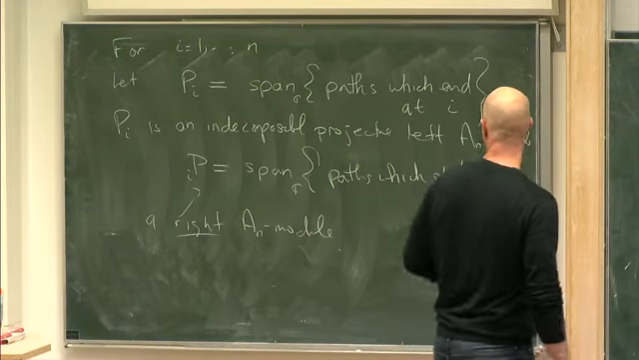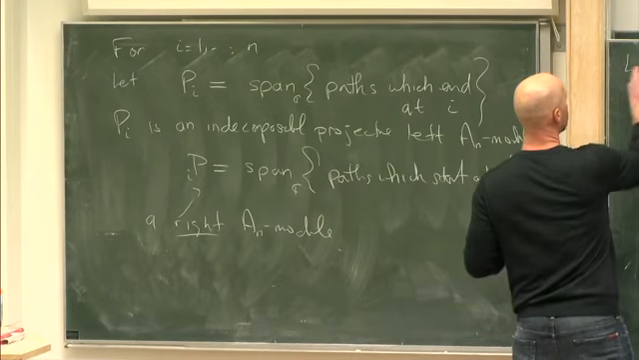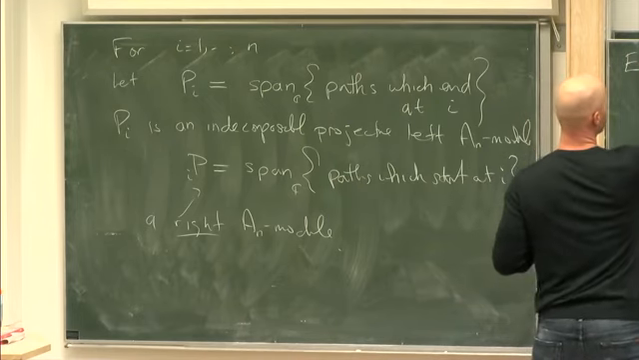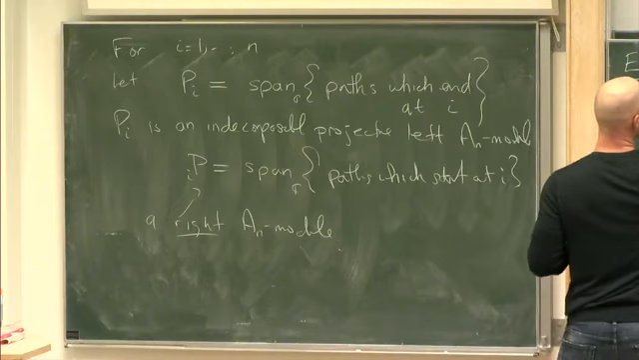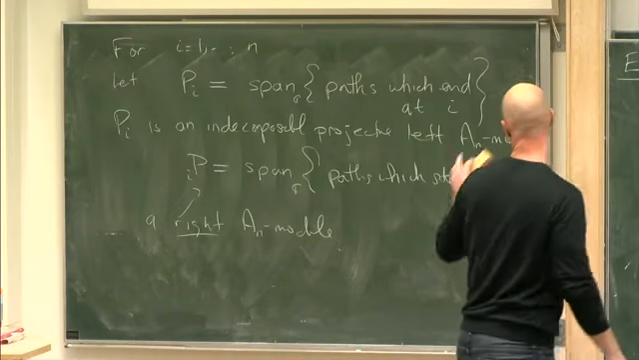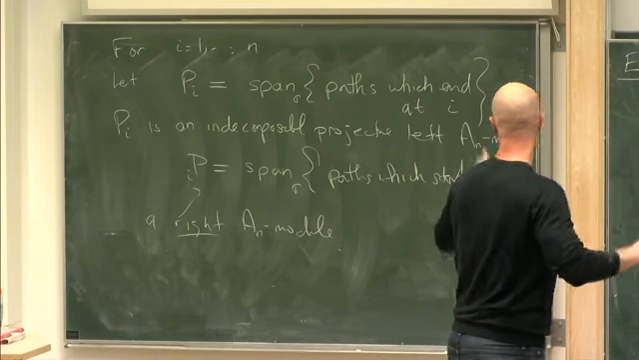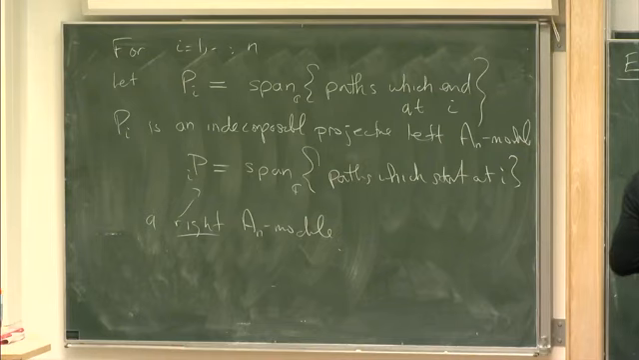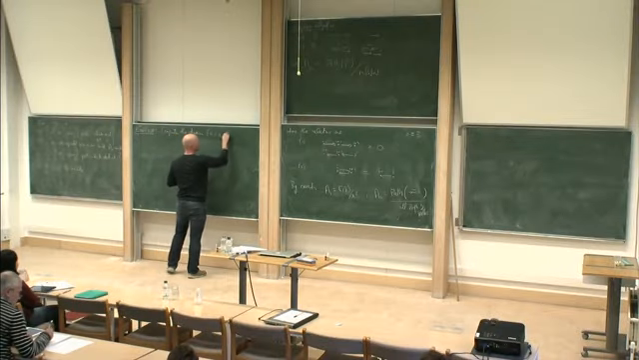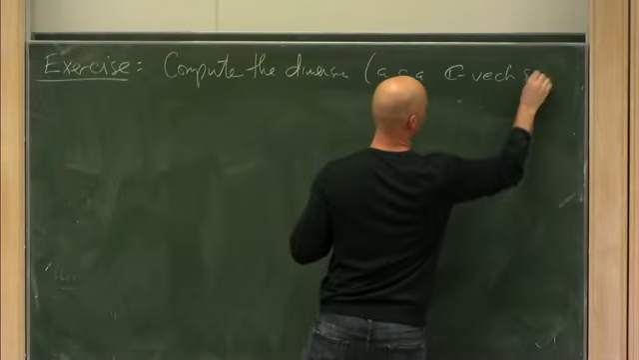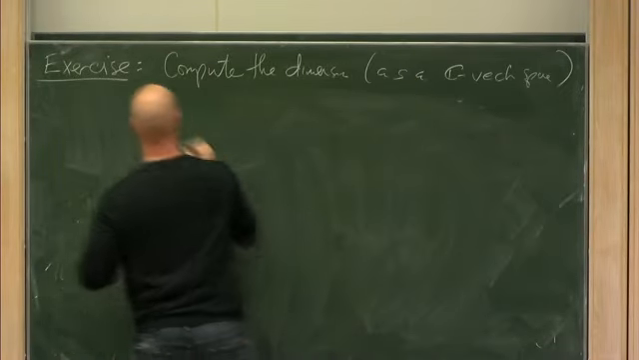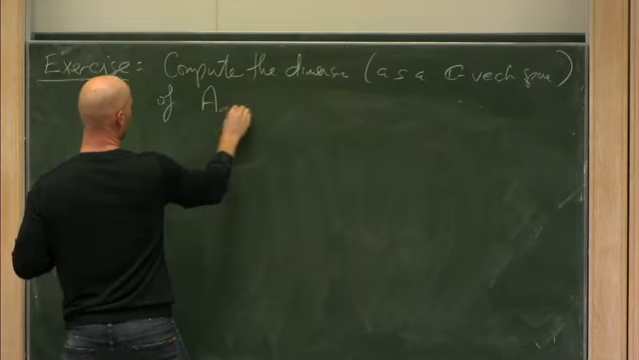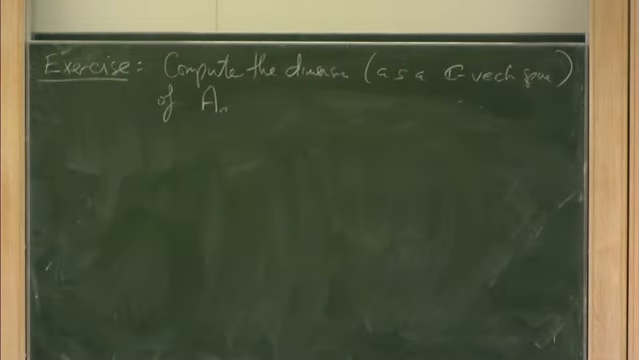All right, so here's an exercise. A couple of basic exercises about the relations in the algebra and these things. So one is, compute the dimension as a C vector space of A_N. So find a basis of it.